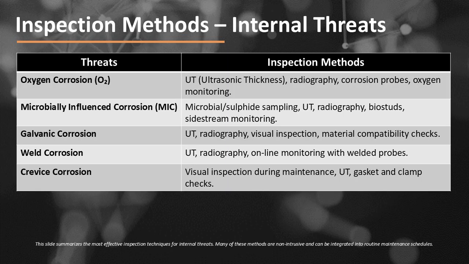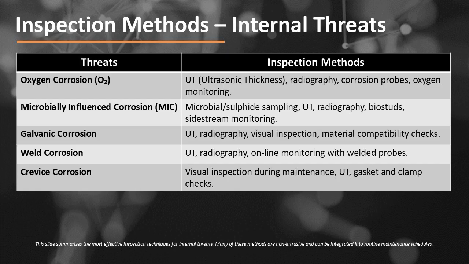Inspection methods for internal threats. This summarizes the most effective inspection techniques for internal threats. Many of these methods are non-intrusive and can be integrated into routine maintenance schedules. When the threat is oxygen corrosion or O2, then the inspection methods to use for detecting the threat are UT or ultrasonic thickness, radiography, corrosion probes and oxygen monitoring.